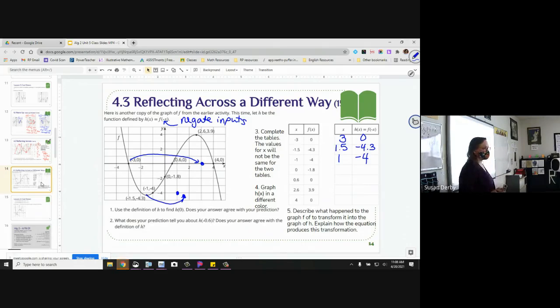Fill out the rest of this table. We're making some connections with these points here. 0 is neither positive nor negative. It's going to sit tight right where it was. So our y-intercept stays exactly the same.